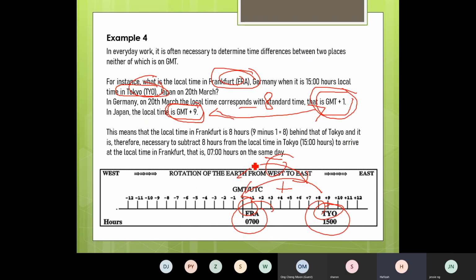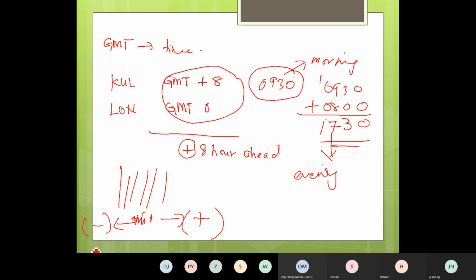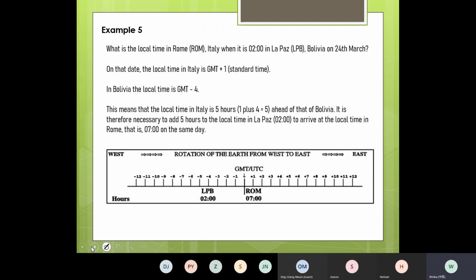Okay, do you understand this? Do you understand this? Yes.